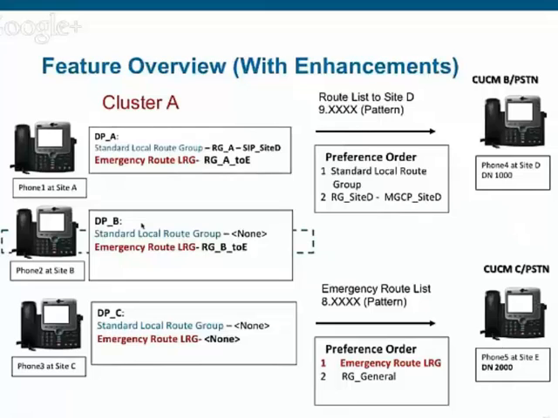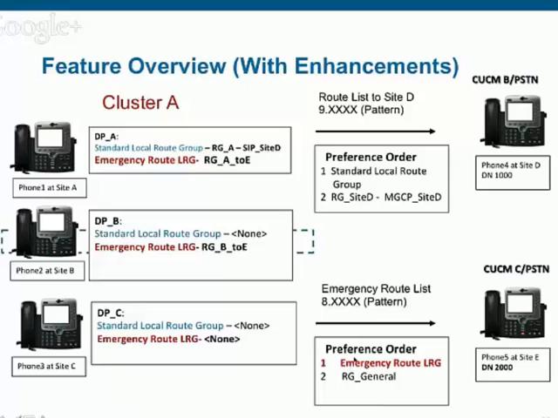Now let's see. This is the same example that we looked at earlier with the enhancement. So now phone A tries to call out from the 9.xxx pattern. We wanted it to use the standard local route group, so it chooses that option. But how about the emergency call? Now we have an emergency local route group which has route group A to E.